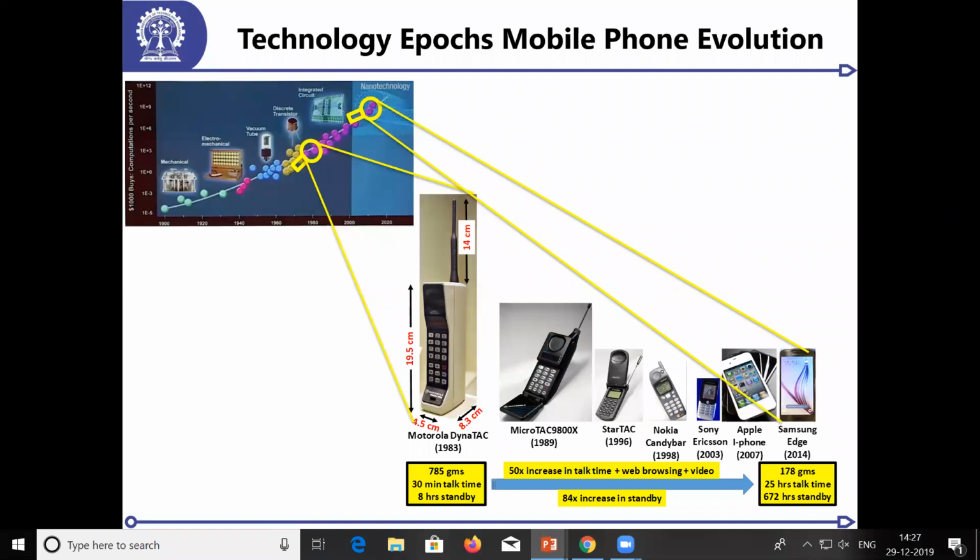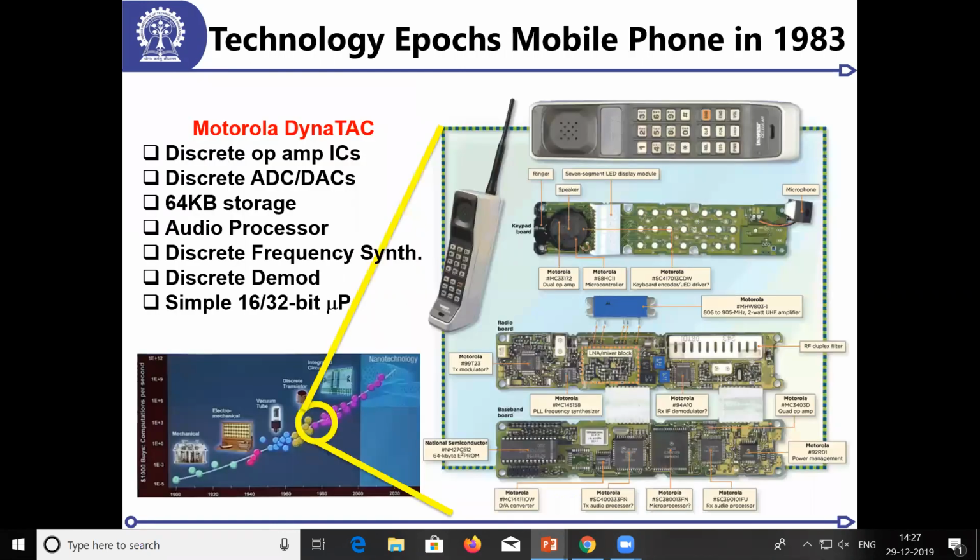So if you look at the 1983 phone, okay, this is the 1983 phone, which was in this era. All that phone had was discrete op-amp ICs, discrete ADCs and DAC, 64 KB of storage. We don't even look at if something doesn't have 64 GB of storage nowadays. Now imagine it was 64 KB in 1983. It had a bare minimum audio processor. It had a discrete frequency synthesizer because you need a clock to do something, right? So that's a frequency synthesizer, a discrete demod, and a simple 16/32-bit microprocessor, and it was this big. In those days, it was called a brick phone.